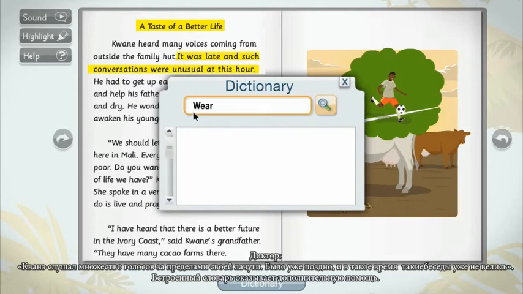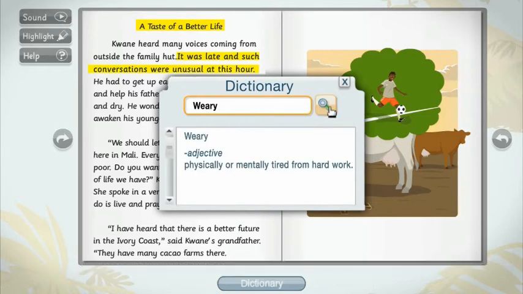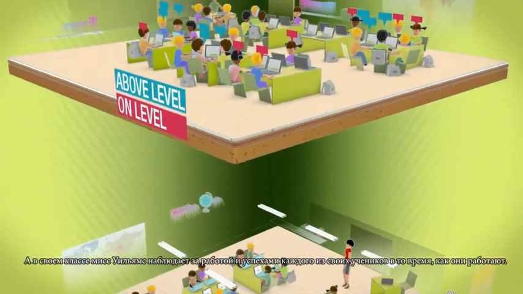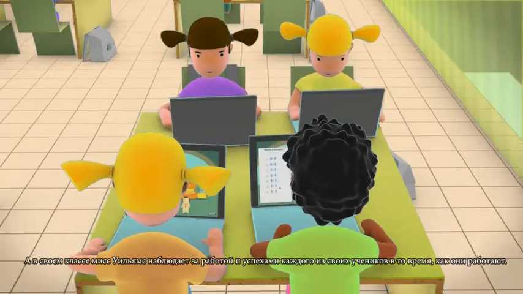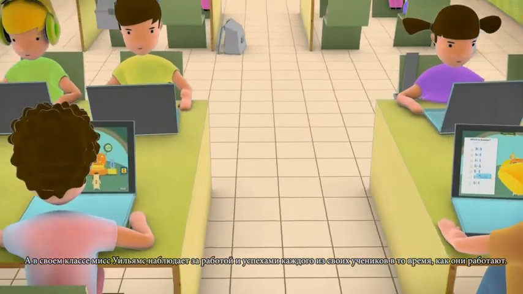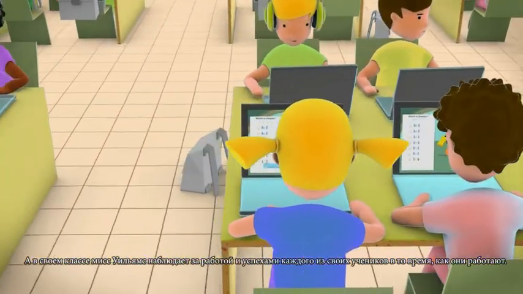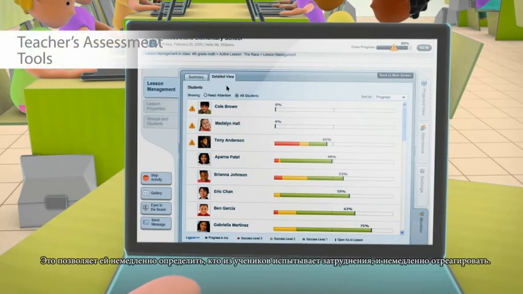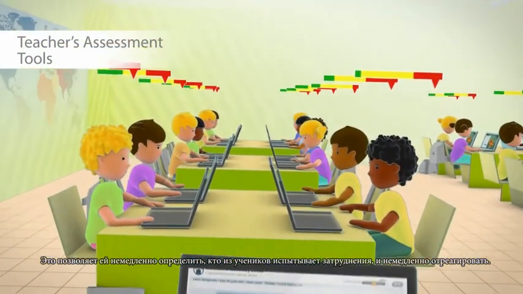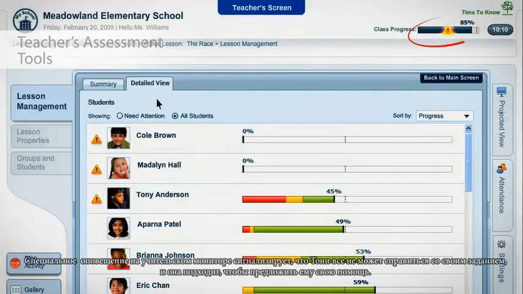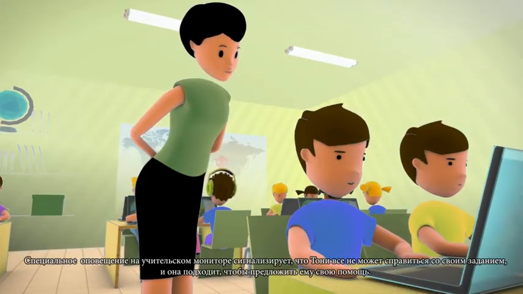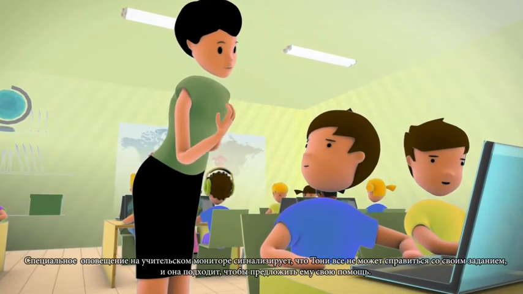An embedded dictionary provides additional support. Back in math class, Miss Williams monitors the progress and performance of each of her students in real time while they are working. This allows her to instantly identify students who are having difficulties and offer an immediate response. An alert on her screen indicates that Tony is still struggling with his worksheet, so she decides to approach him and offer her personal assistance.